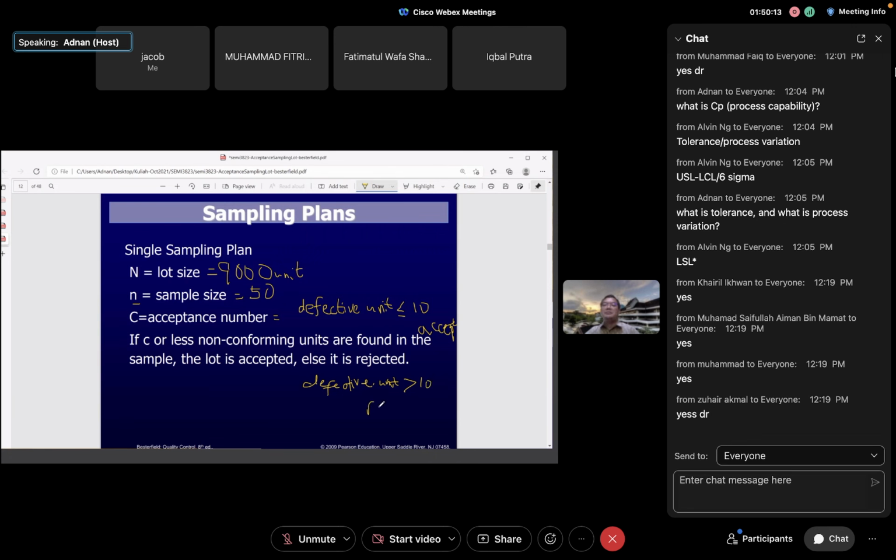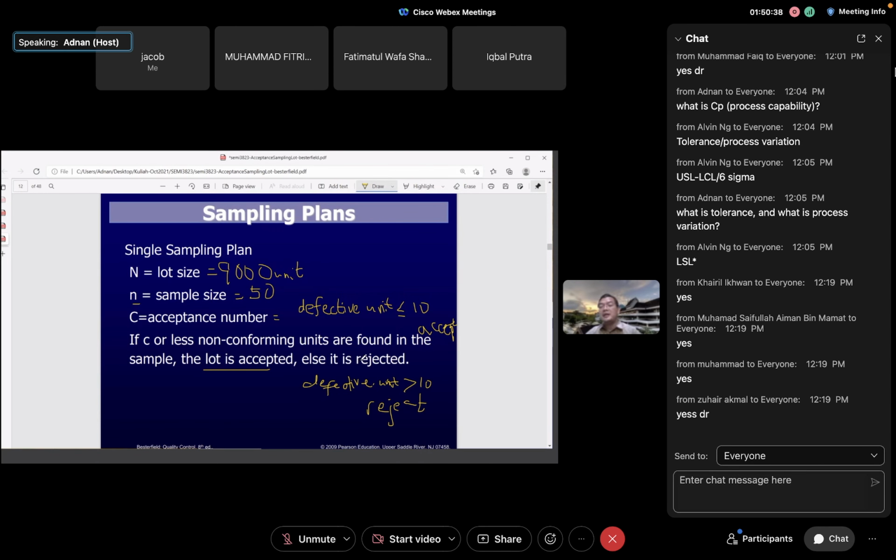So this is an example of single sampling. Based on single sampling, you make a decision. If c or fewer nonconforming units are found, then the lot is accepted, else it is rejected. So only one sample is taken. Just imagine you take only 50 out of 9,000. And the issue now is who decides this is 10?